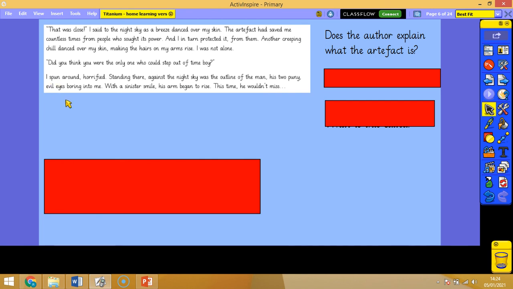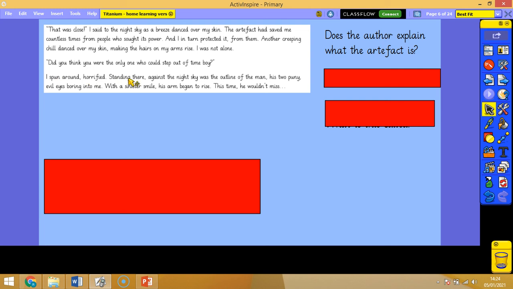Oh, chilling. So this time we've used speech again, but it's not the person who is writing this. This is the voice of the man. Okay, and again, this dialogue advances the story. And there's just a little bit of it.